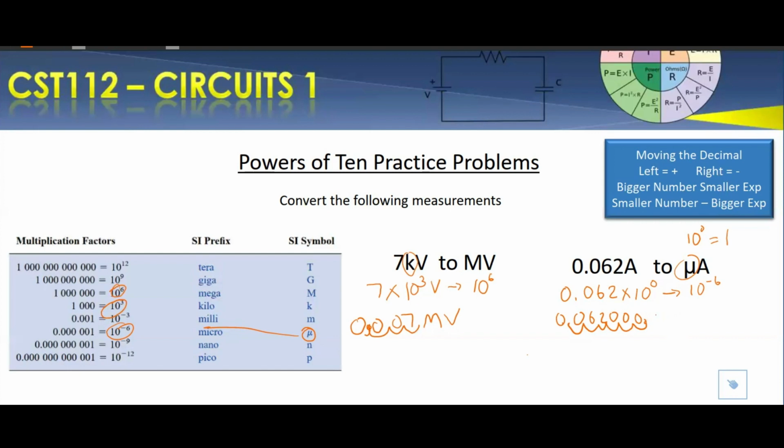And so this will be your micro. Let me just rewrite it so it looks a little easier to see. So this one will be written like this: 62000 microamps.